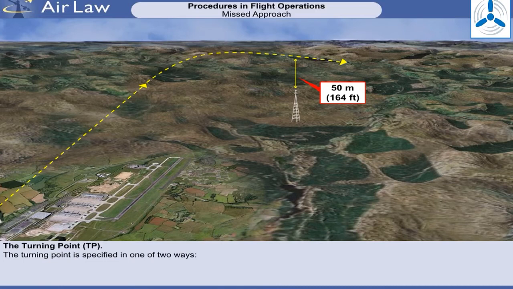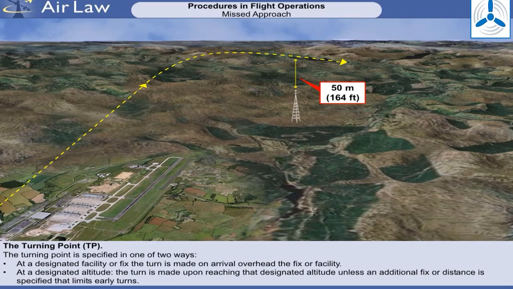The turning point is specified in one of two ways. At a designated facility or fix, the turn is made on arrival overhead the fix or facility. At a designated altitude, the turn is made upon reaching that designated altitude, unless an additional fix or distance is specified that limits early turns.